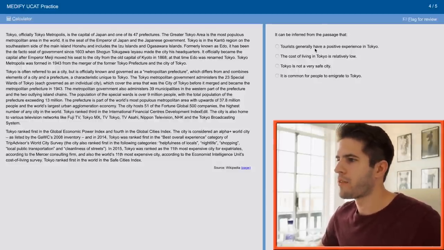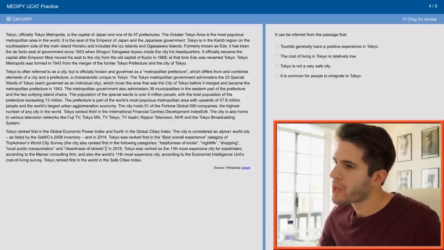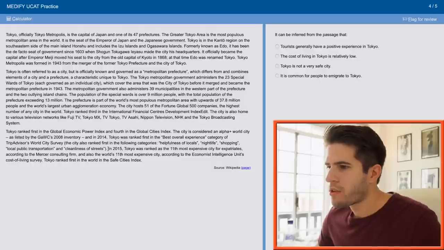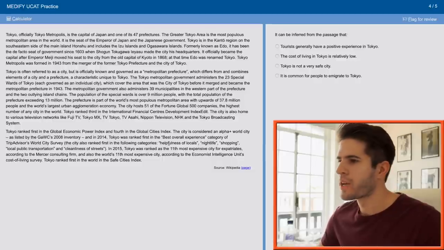So tourists generally have a positive experience in Tokyo. Tokyo ranked first in blah, blah, blah, and fourth in blah, blah. The city is considered an Alpha Plus World City. It was ranked first in best overall experience category, Trip Advisor, blah, blah, blah, helpfulness of locals, nightlife, shopping, local public transportation, and cleanliness of the streets. I'm gonna go with this one. You know, there's a lot of positive things here that I think a tourist would be interested in. Helpfulness of locals, that's a very touristy thing. Nightlife, shopping, transportation, whatever. So yeah, I'm gonna go with this.